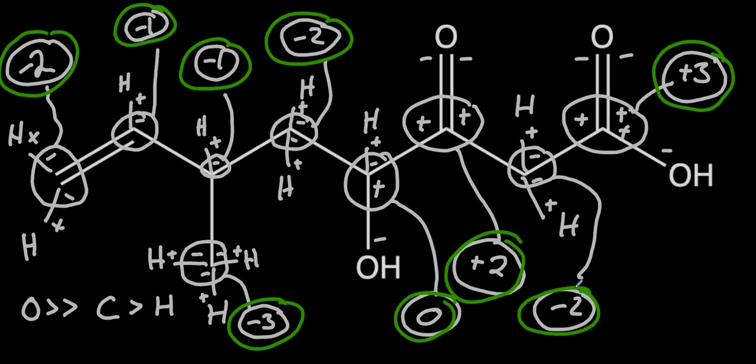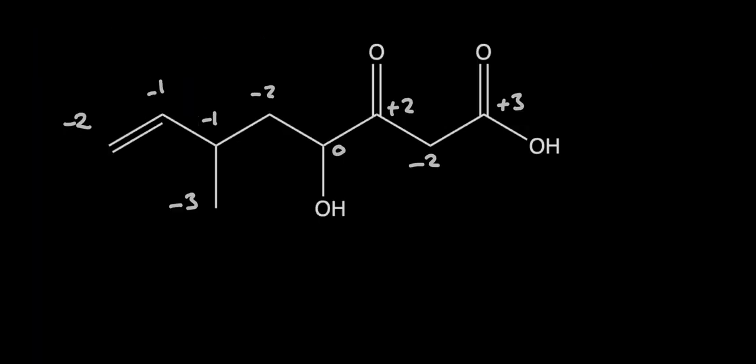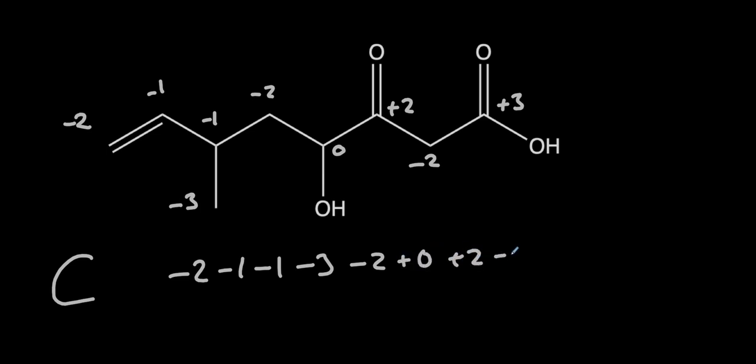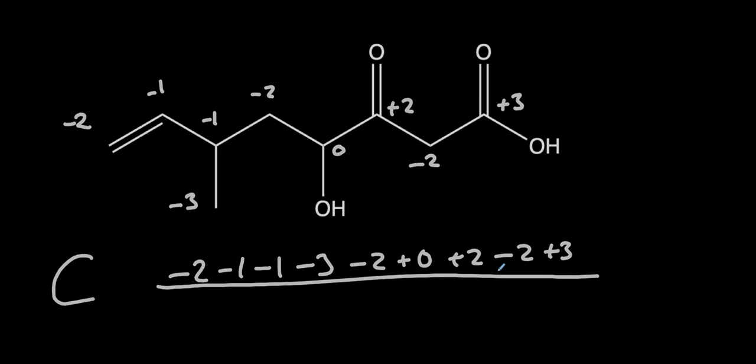Let's do that on the next slide. So we have the individual numbers here. I've made it a little bit less cluttered. Let's average them to see the overall oxidation number for carbon. So this is just for carbon. Let's remind ourselves that by just putting a carbon there. Okay, so you have -2, -1, -1, -3, -2, 0, 2, -2, and 3. So to calculate the average, we're going to sum those and divide by the number of carbons.